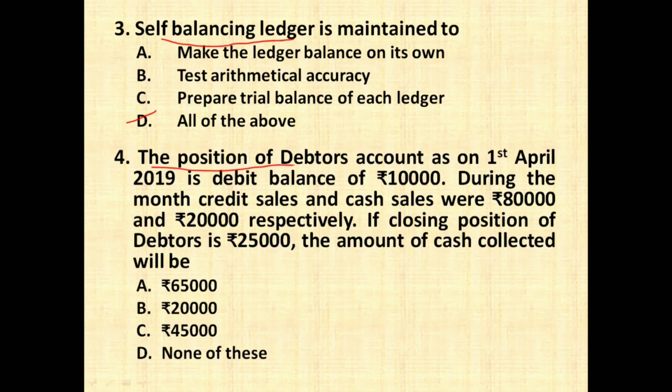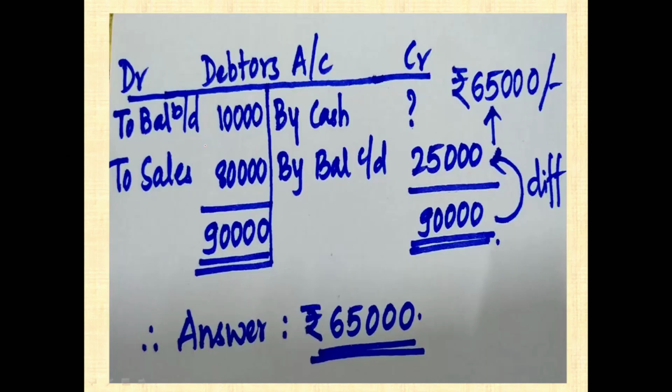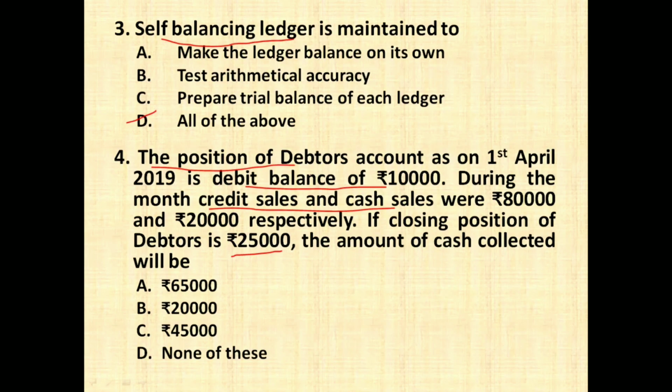The position of debtors account on 1st April 2019 is a debit balance of rupees 10,000. During the month, credit sales and cash sales were rupees 80,000 and 20,000 respectively. If closing position of debtors is 25,000, the amount of cash collected will be. So as you can see, the opening balance is 10,000, and in that year the sales made are 80,000 credit sales and 20,000 cash sales.